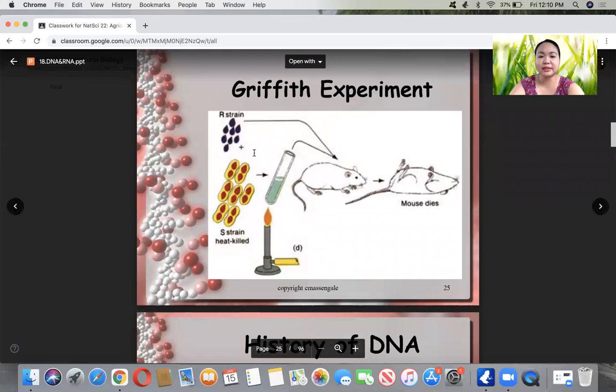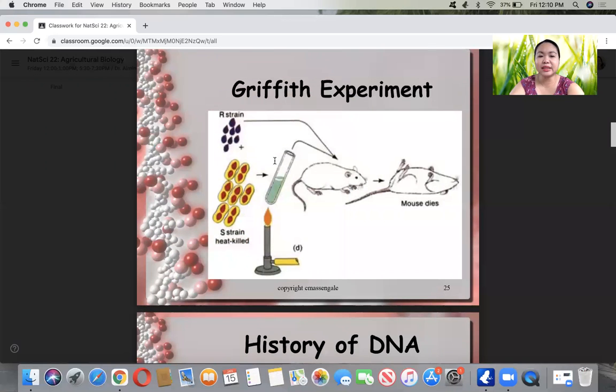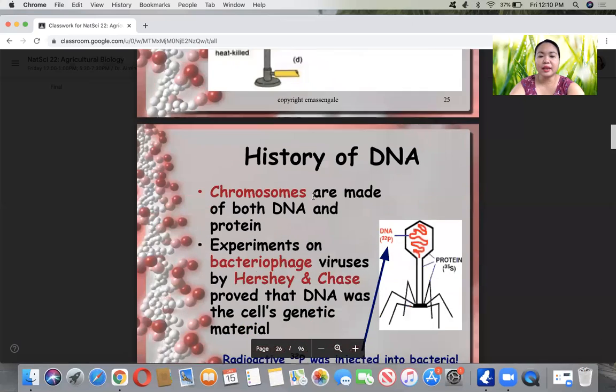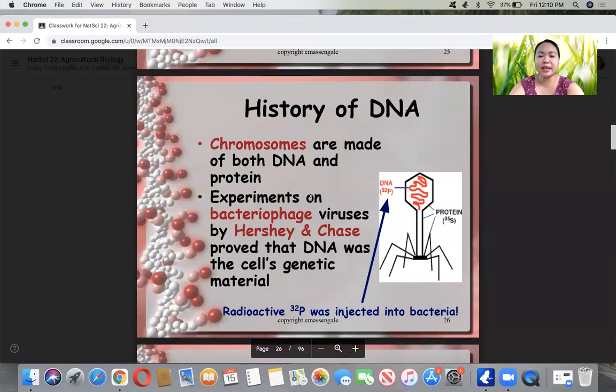Griffith had this experiment in mice, and chromosomes are made up of both DNA and protein. Experiments on bacteriophage viruses by Hershey and Chase proved that DNA was indeed the cell's genetic material.